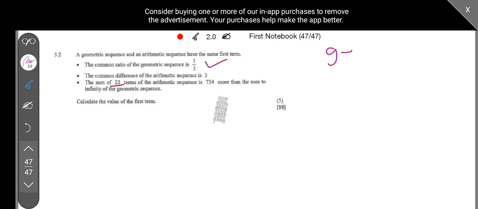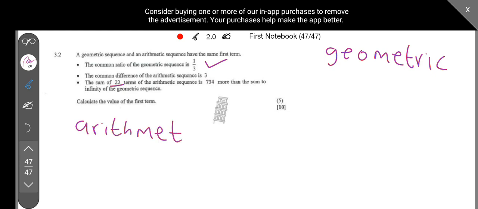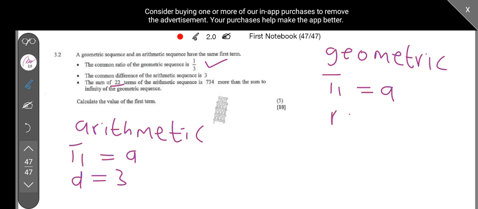We have a geometric, and we have an arithmetic. And we are given the properties. They said that the term number 1 is the same for both, for geometric and arithmetic. So we can say that T1 is equal to a. Even this side we can say that T1 is equal to a. And they said that the common difference of the arithmetic is equal to 3. And here the common ratio is equal to 1 over 3.